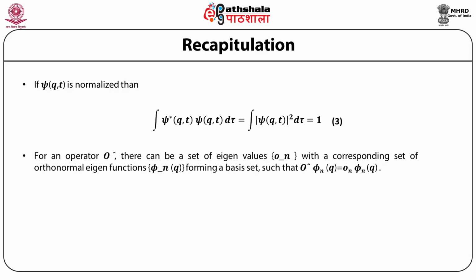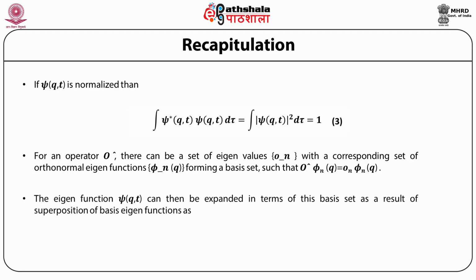For an operator O, there can be a set of eigenvalues O_n with a corresponding set of orthonormal eigenfunctions φ_n(q) forming a basis set, such that when operator O acts on the eigenfunction φ_n(q), we get the eigenvalue O_n multiplied by the eigenfunction φ_n(q).